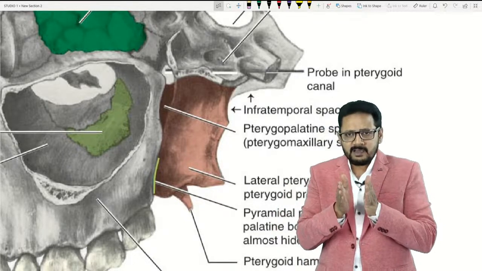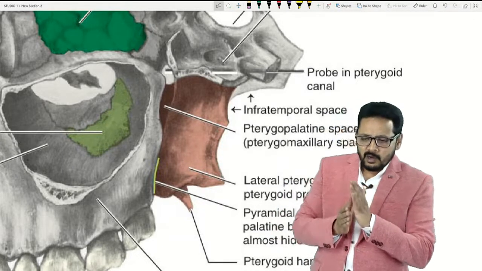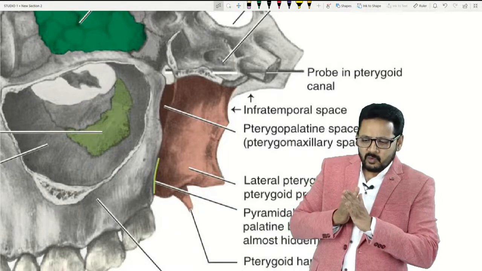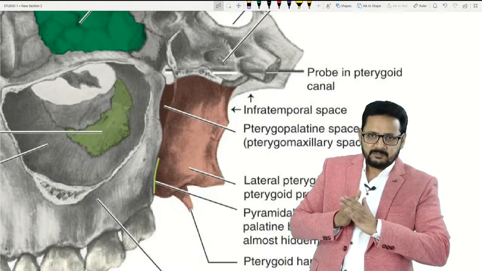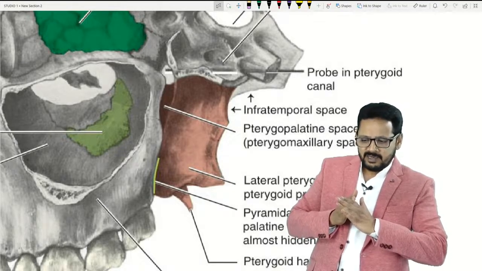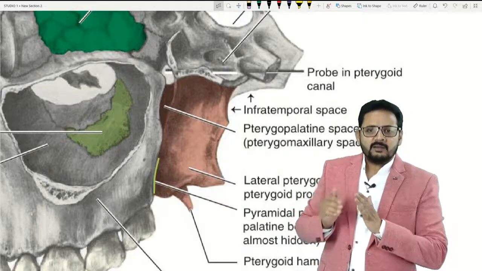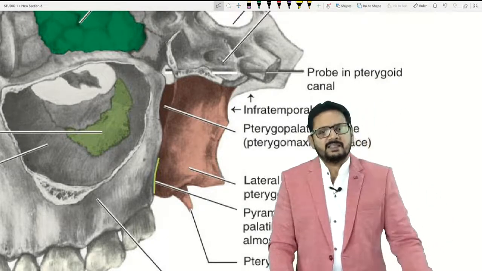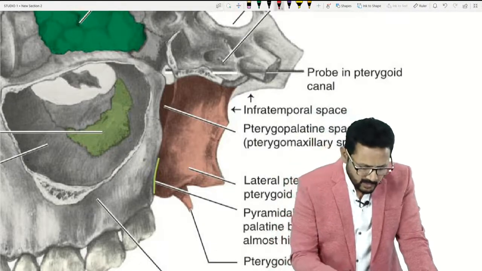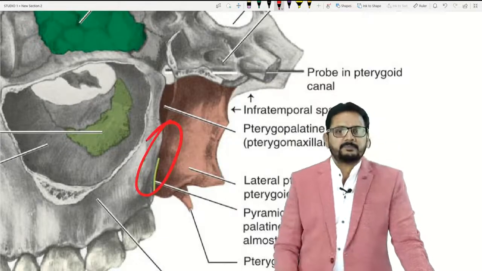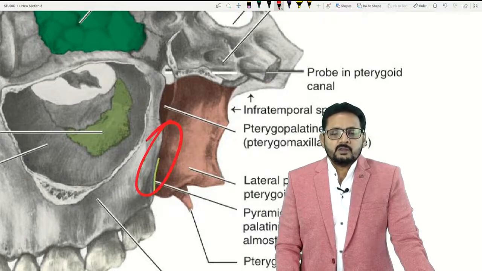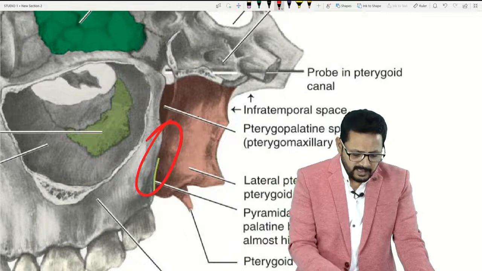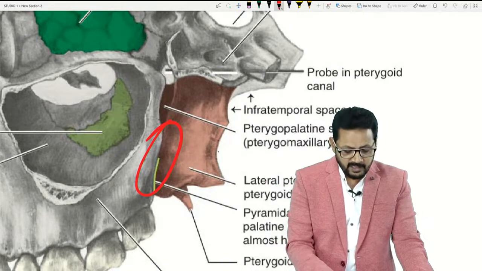So whenever you are planning to place a pterygoid implant, not only the apical angulation of 35 to 40 degrees, you also have to go in a slightly palatal direction, approximately 5 to 10 degrees. That is when you will exactly go into the tubero-pterygoid junction. If you go too much palatally, you are going to hit the medial pterygoid plate.